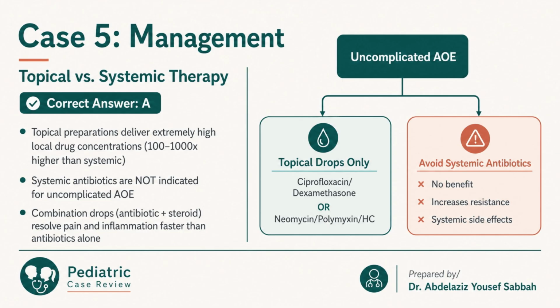than antibiotics alone. Systemic antibiotics are not indicated for uncomplicated otitis externa because they offer no benefit, increase antimicrobial resistance, and expose the child to unnecessary side effects. Reserve systemic therapy for cases with cellulitis extending beyond the canal, immunocompromised hosts, or suspected malignant otitis externa.